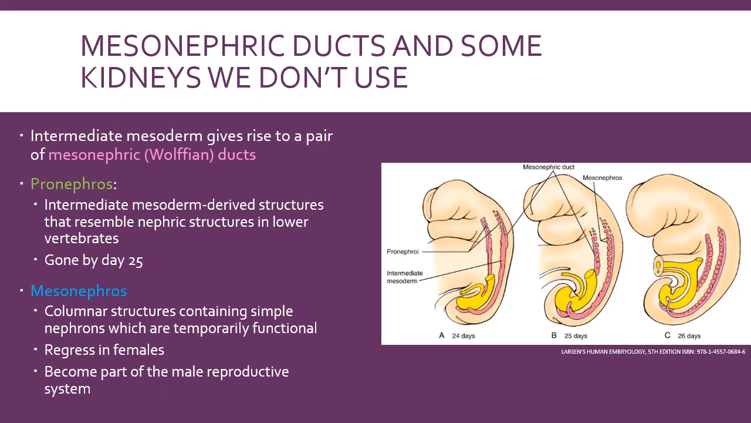Next up, we form the mesonephros. Now these are more column-like structures that follow the path of the mesonephric ducts. And they're actually functional for a short period of time. In females, they will ultimately regress. They do stop functioning around week 10, and then in females, they regress entirely. In males, a portion of the mesonephros hangs around to form part of the male reproductive system, which we will talk about when we get to chapter 16.